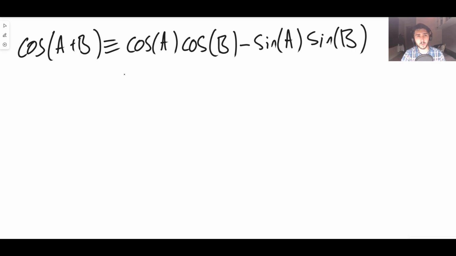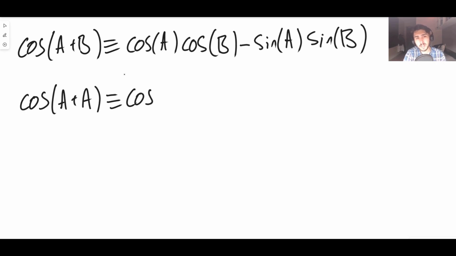Okay, this is the one for cos. So this is the compound angle formula for cos. Cos of A plus B is just equal to cos A cos B minus sine A sine B. So if we do the same thing as last time, we just get cos of A plus A, letting B be equal to A.